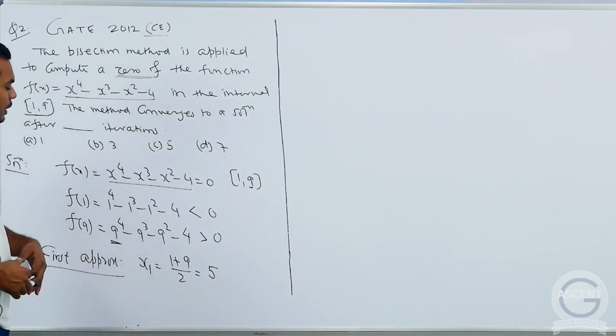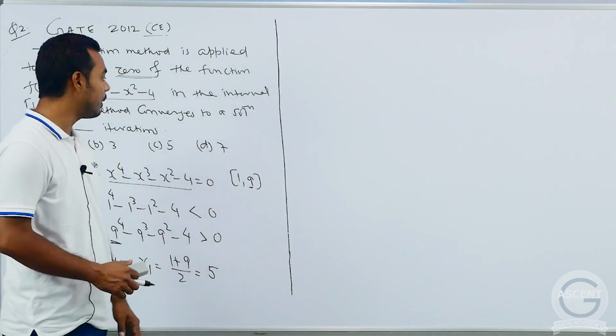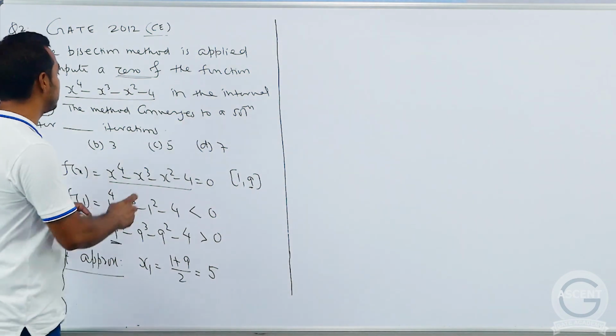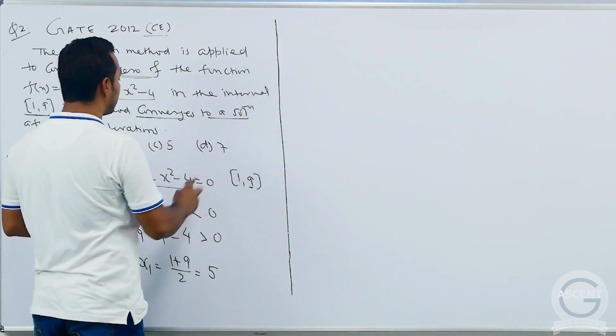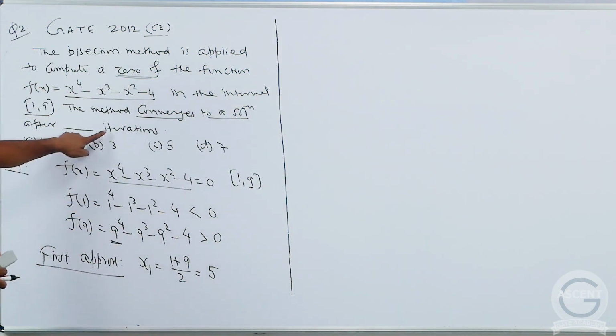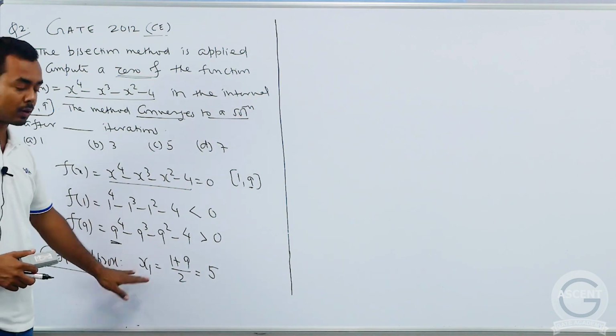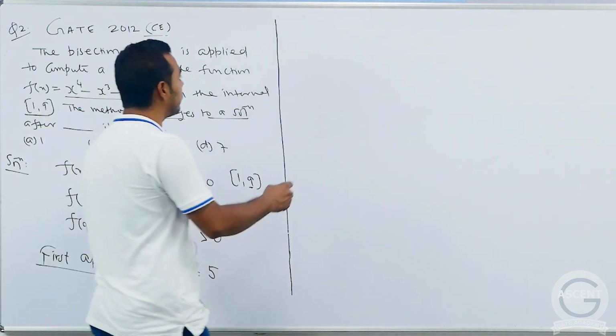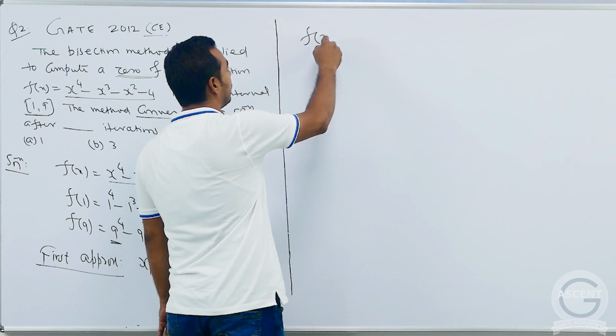So after one iteration you can say that the root is approximately 5. But the question is, the method converges to a solution. This means we'll get the exact solution and we have to find the number of iterations after which we'll get the exact root. So now for the second approximation we have to calculate f of x1.